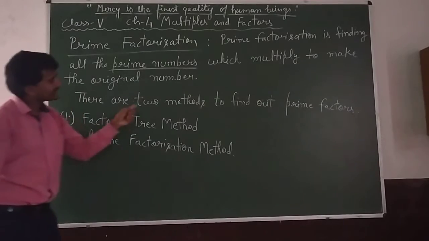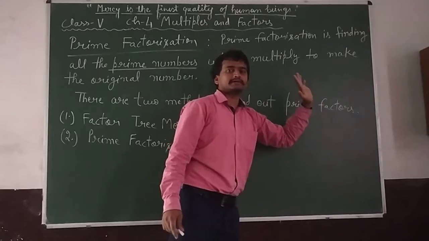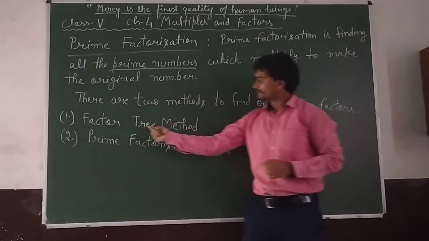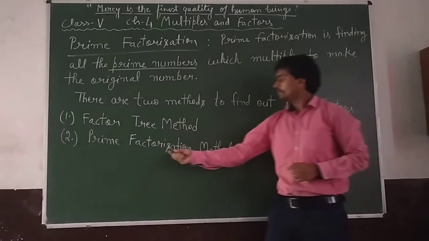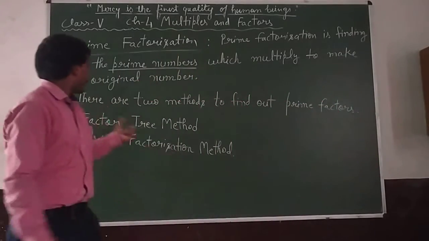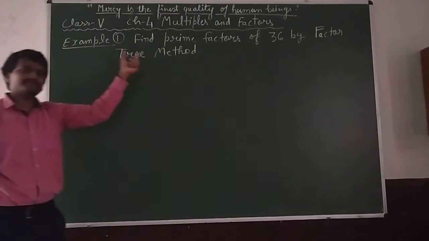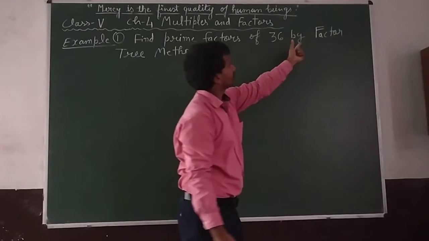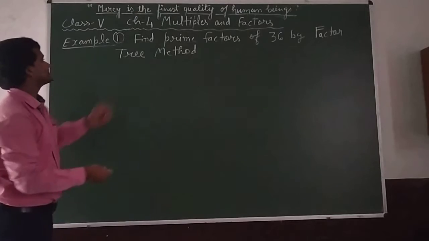Here, there are two methods to find prime factors: the first one is the factor tree method, and the next one is the prime factorization method. Let us solve examples of both types. Example 1 is find prime factors of 36 by factor tree method. Now we can start it.